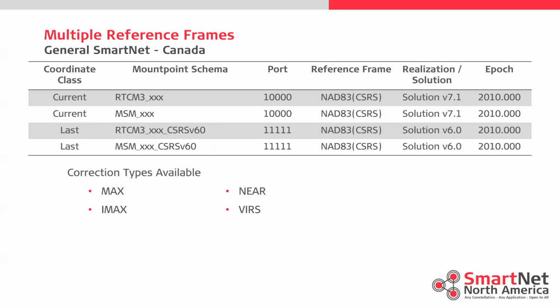Same thing in Canada. All production standard mount points will be moved to solution version 7.1 on January 5th. The CSRS V6.0 solution will be available on MRF mount points. They're already there, starting December 6th through the spring adjustment. So if you need to go back to the old solution, what is today the current solution, if you need to stay on the version 6 solution in Canada, you change mount points to the CSRS V6.0 mount points.